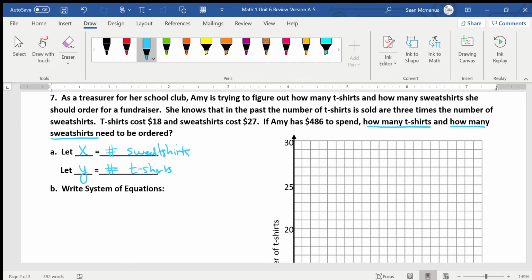All right, write the system of equations. So we're going to examine our sentences here. She knows in the past, the number of t-shirts, that's Y, is, that means equals, 3 times, which means multiplication, the number of sweatshirts, which is X. So Y equals 3X. That would be a good equation from that first sentence.